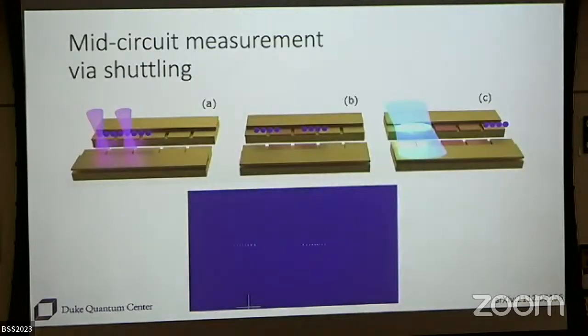The other thing that we've been doing is mid-circuit measurement. And so in the QCCD architecture, yeah.